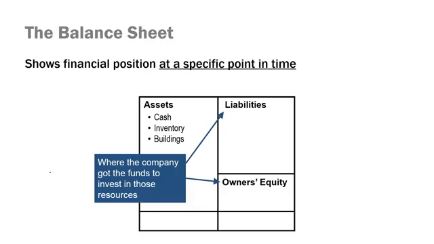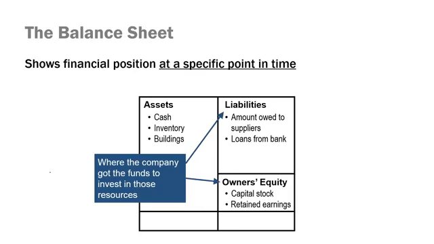The liabilities and owner's equity section tell us where the company got the funds to invest in those resources that are sitting on the asset side of the balance sheet. Some examples of liabilities would be the amount that a company owes to its suppliers if it purchased something and hasn't yet paid, or loans that it's obtained from a bank. Examples of owner's equity items would be capital stock and retained earnings.